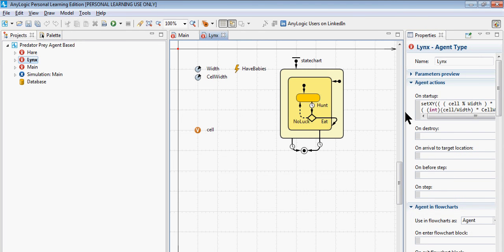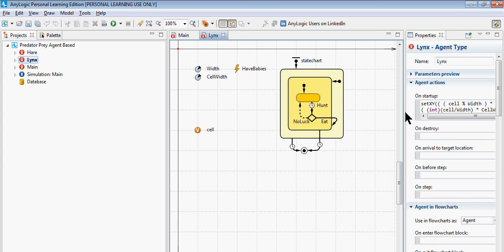Well, they can die. That's what this is. This is kind of the Death Star state. It's a final state which depicts the lynx dying, and they can also give birth and have babies. Okay, so it's a very simple, stylized depiction of a lynx.